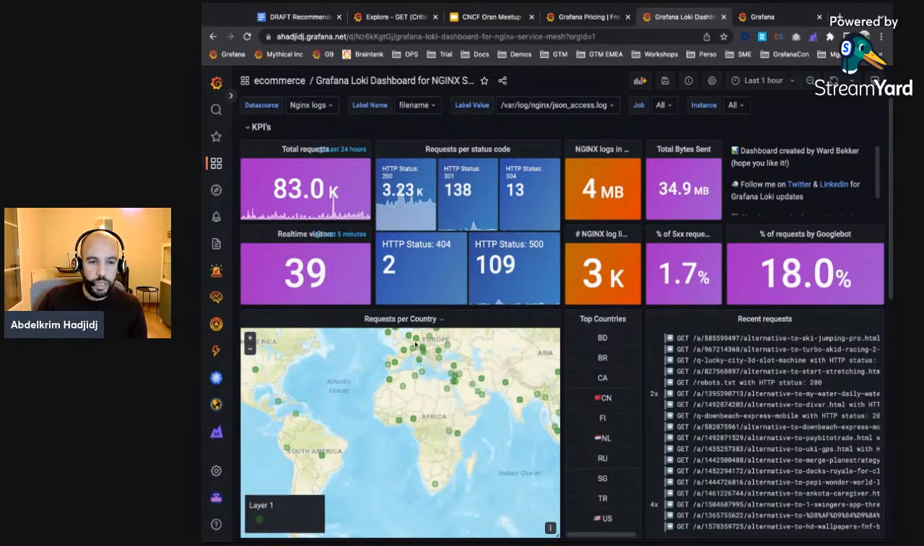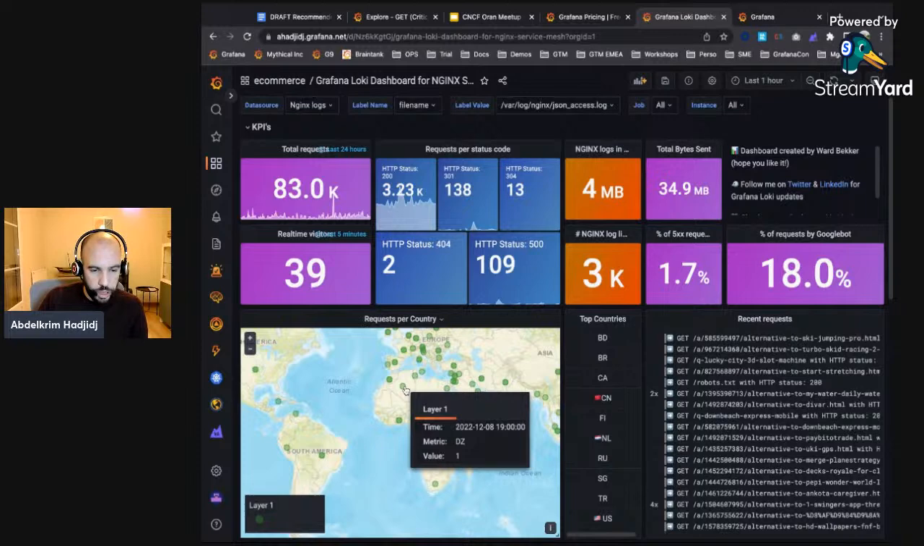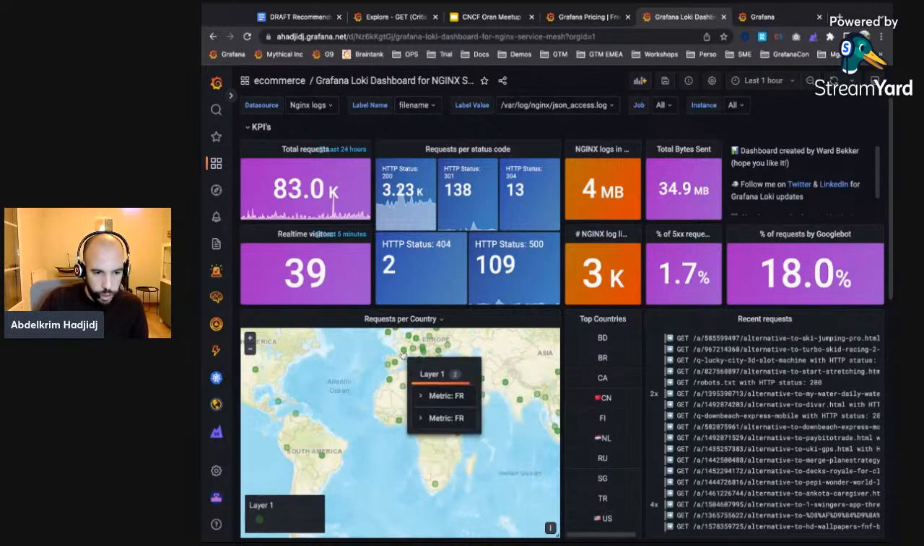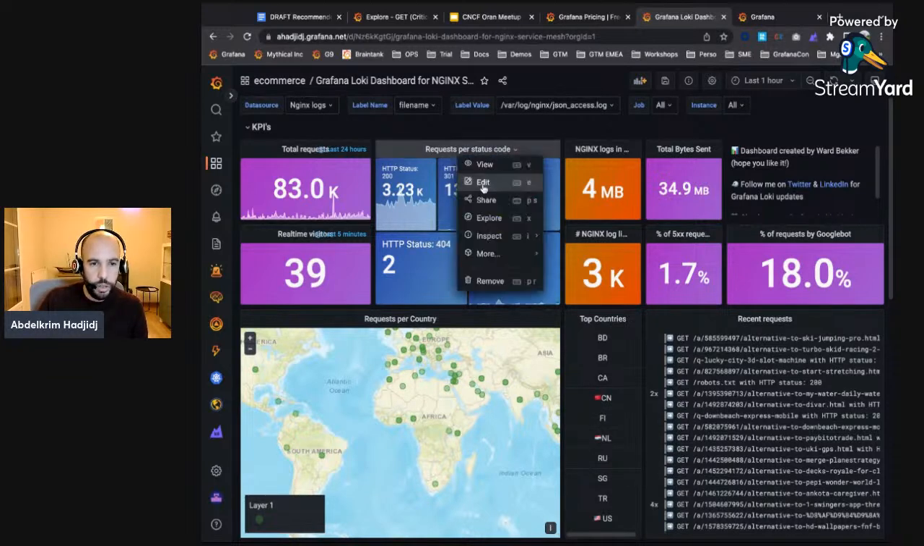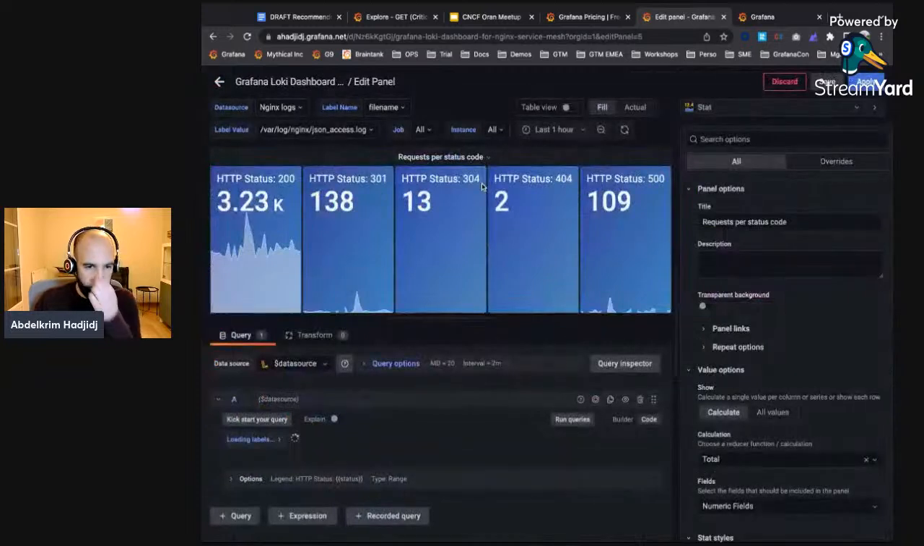So you can see here the number of users per region in every country. So in Algeria, we have only one visitor. In France, we had 2, and things like this. You can also see different metrics. I can show you here.